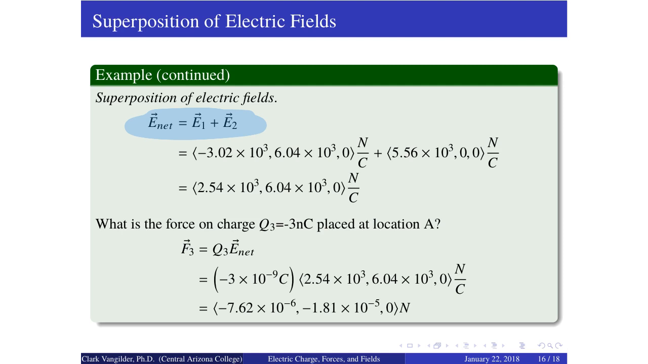Based on data, here's E1, here's E2, we add them, and here's the net electric field: 2,500 to the right, 6,000 up. The electric field that this thing is going to feel. Now, which leads naturally, some would say, I know people are always wondering this, well, then what's the force on charge Q3 placed at location A, this location?